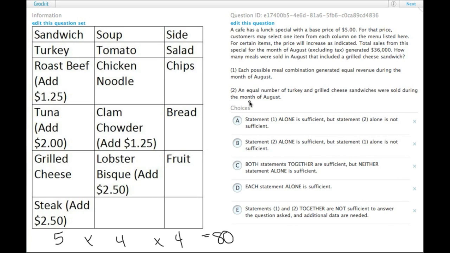And without even hitting the statements yet, we can also figure out that with a revenue of 36,000, well, no, we can't actually figure that out yet. Eventually we know we're going to divide it amongst the 80 different meals, but we don't know how it's going to be divided. Okay, let's hit those statements.